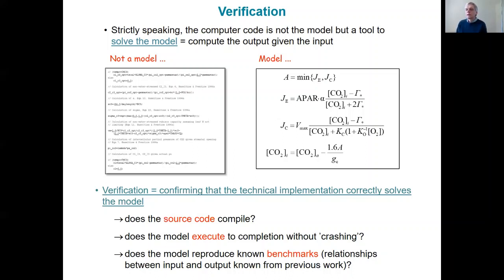We can also look at benchmarking. We can use relationships between an input and output that we know from previous work, from the work of others, perhaps from other models, from studies in the literature, and see whether the model seems to fit, roughly speaking, different benchmarks. And usually that can give us some confidence that, yes, the model is doing what it's supposed to do in a more or less technical sense.